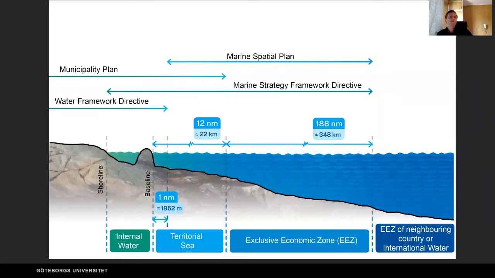So this picture is from the Swedish Agency for Marine and Water Management, and it shows some of the legal instruments covering our marine areas. As you can see here, the marine spatial planning regime covers an area that starts 1 nautical mile outside of the baseline. It doesn't cover the coastal waters, but it covers our entire territorial sea and exclusive economic zone. Municipal planning, on the other hand, covers both land and the coastal waters, as well as the territorial sea. So there's an overlap in planning competence in parts of the territorial sea.